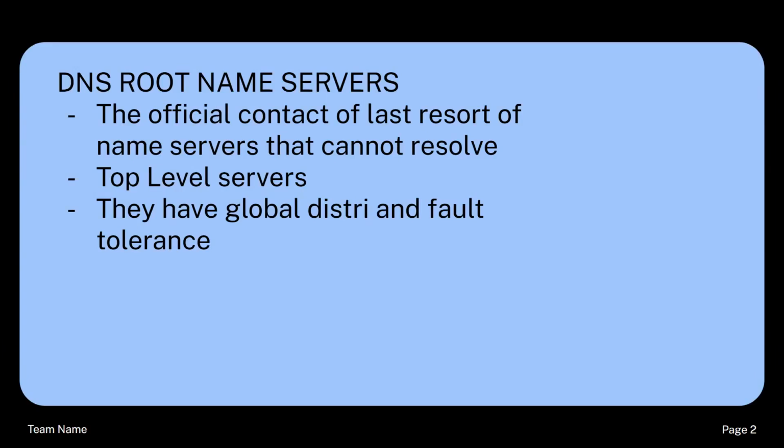First, we will talk about DNS root name servers. They are the official contact of last resort of name servers that cannot resolve. A fun fact of the day is that there are 13 logical root name servers, and each server gets replicated numerous times. Additionally, it is important to remember that they are the top-level servers because they are the starting point for translating domain names. Lastly, it is important to note that they have global distribution and fault tolerance.